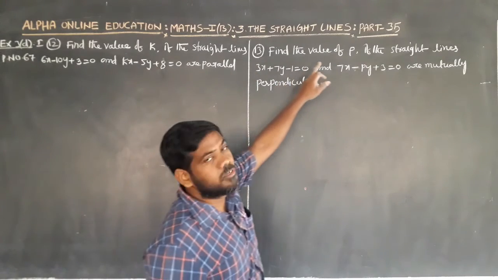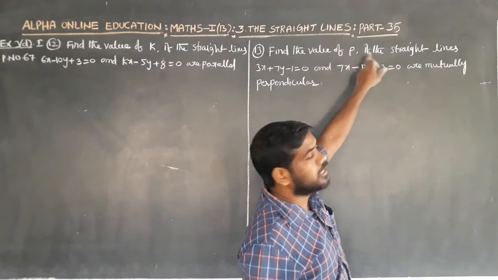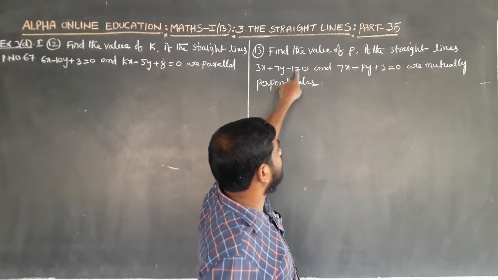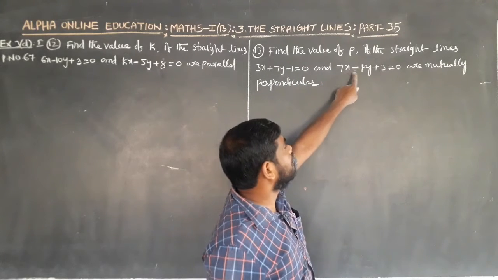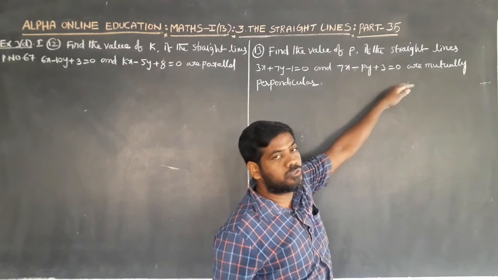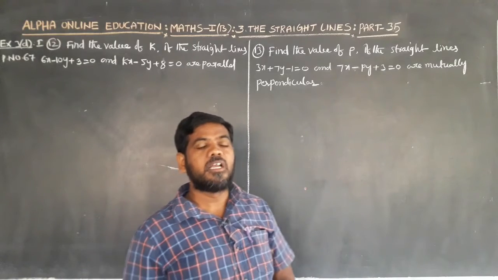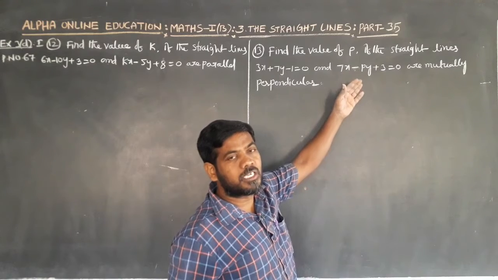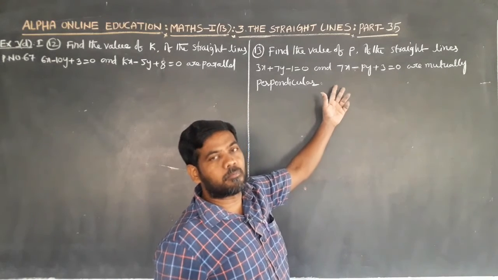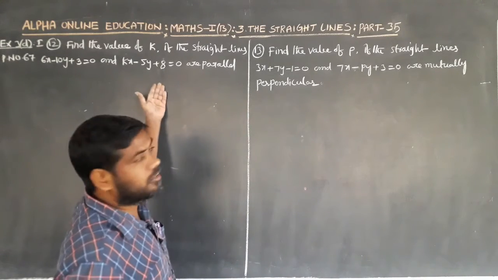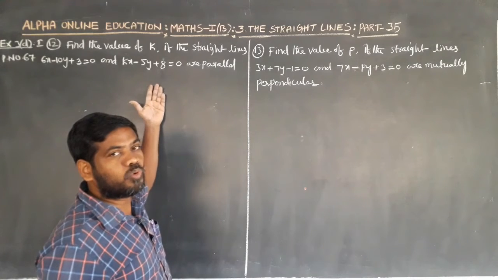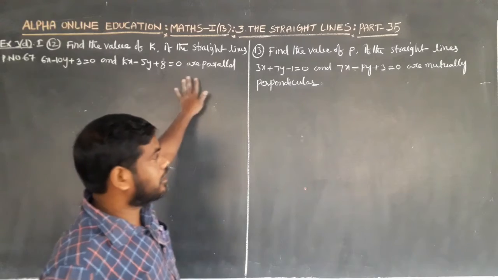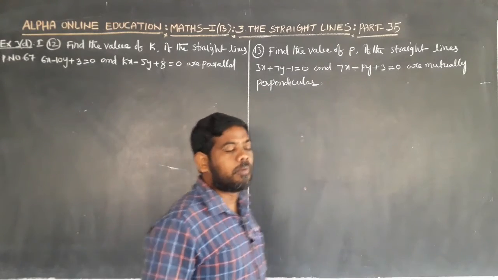Next one is find the value of p if the straight lines 3x plus 7y minus 1 is equal to 0 and 7x minus py plus 3 is equal to 0 are mutually perpendicular. Here find the value of p if the two lines are perpendicular. Here find the value of k if the two lines are parallel. Here two lines are parallel, here two lines are perpendicular.